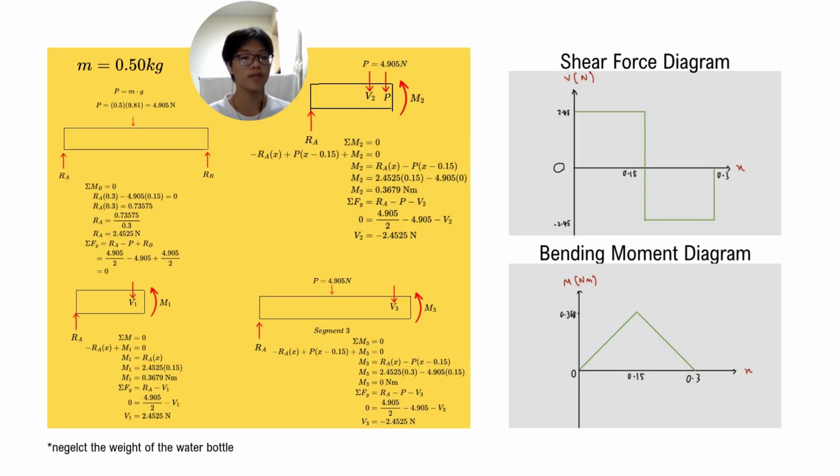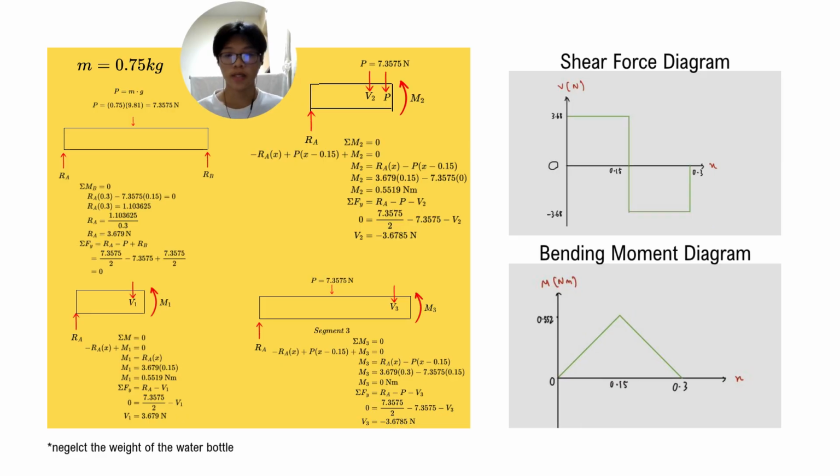On the right, you're able to see what it will look like if we plot it on a graph. Okay, so now we'll move on to 0.75 kilogram load, and from that we can find the new RA, which is 3.679 newtons. Then we can find the new shearing stress, which is 3.679 newtons, and the moment at 0.5519 newton meter.